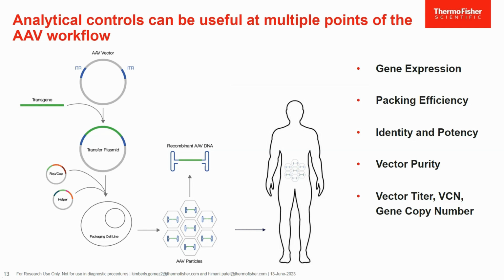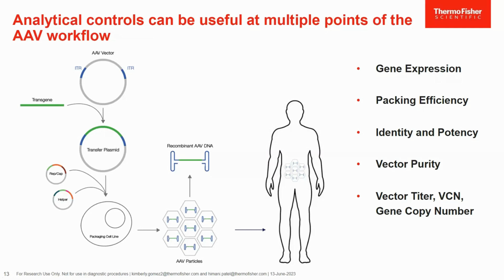There are multiple critical quality attributes, or CQAs, that impact the final AAV vector product. Measuring these CQAs may or may not require an analytical control. One attribute would be gene expression, or looking at genome integrity. Was the transgene incorporated into the plasmid? And did the AAV receive the full intact DNA? Another would be looking at packing efficiency. Was the DNA encapsulated into the AAV capsid?